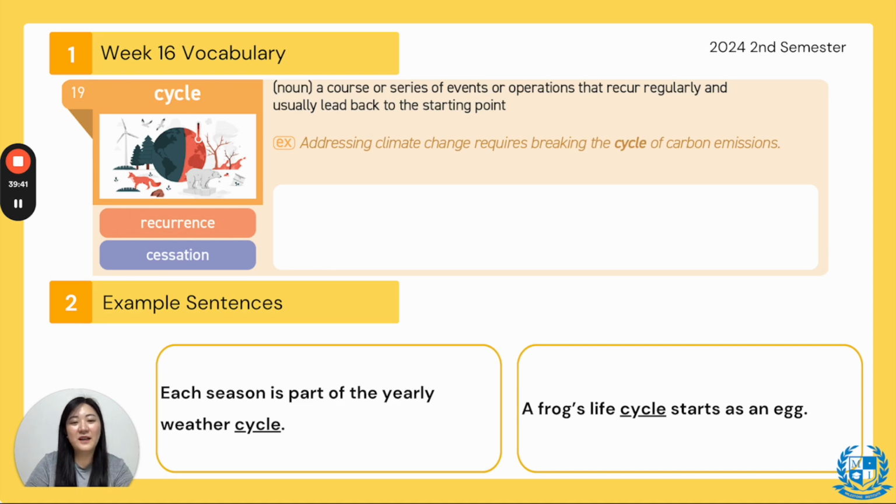Next, it says a frog's life cycle starts as an egg. Yes, we have an egg, then it hatches into a tadpole, then it turns into a frog, and then they lay eggs. It's a whole cycle again.